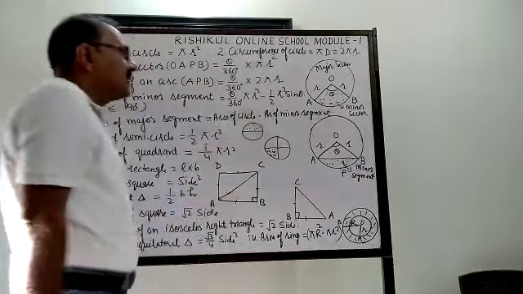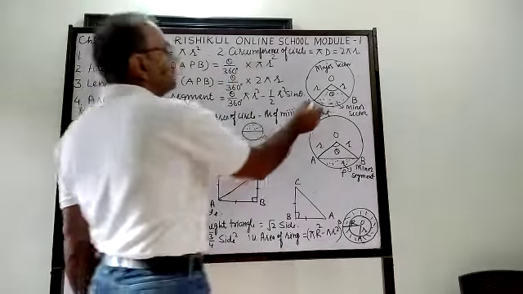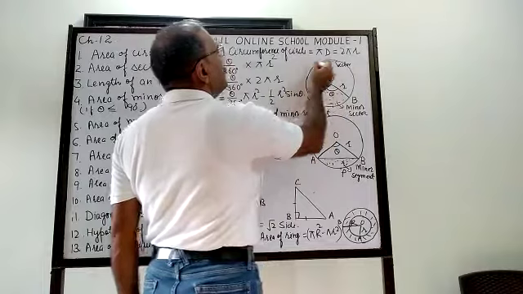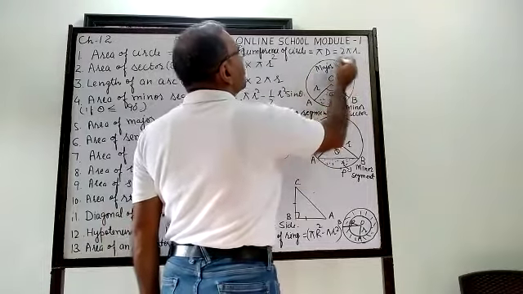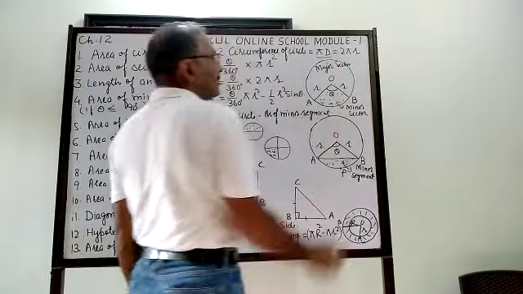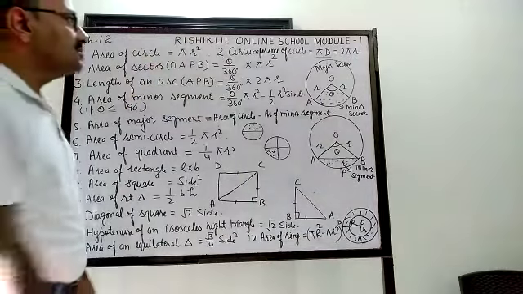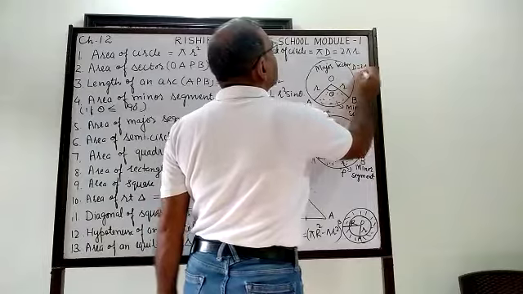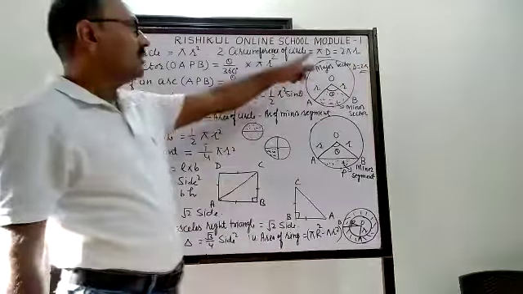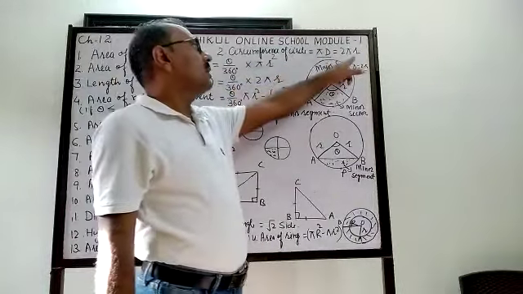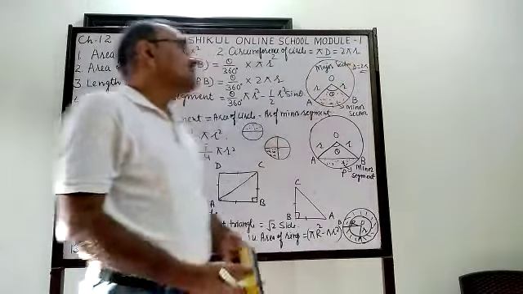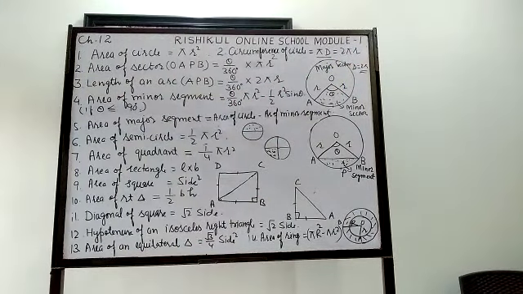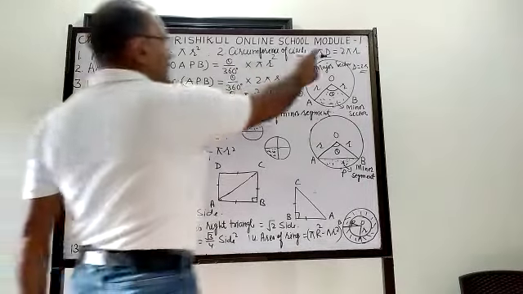And then, second, circumference of the circle. The perimeter of the circle is called pi d, where diameter is equal to twice the radius. So if you put diameter equal to 2r, then you can write the circumference of the circle as 2 pi r.